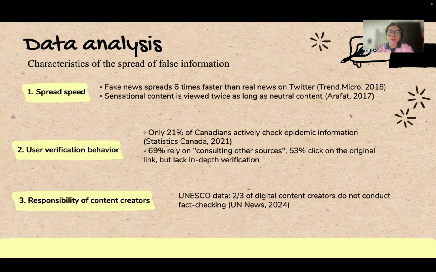And I used the following data to show the characteristics of the spread of false information. The first is the spread speed. Fake news spreads 6 times faster than the real news on Twitter. Sensational content is viewed twice as long as neutral content.